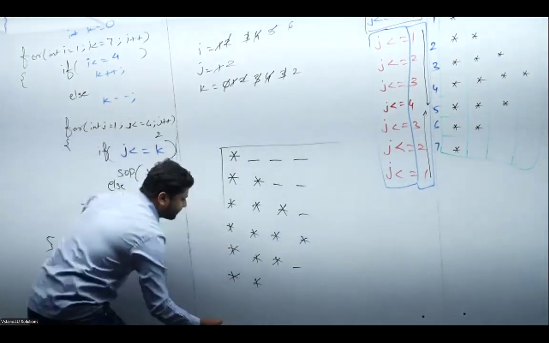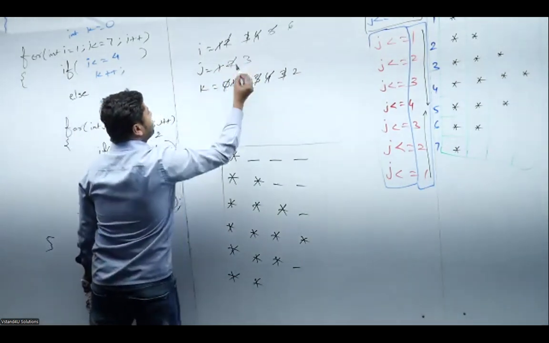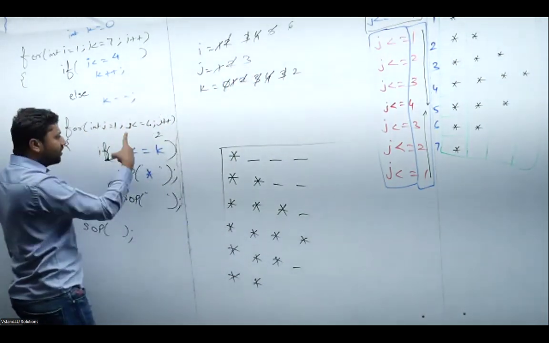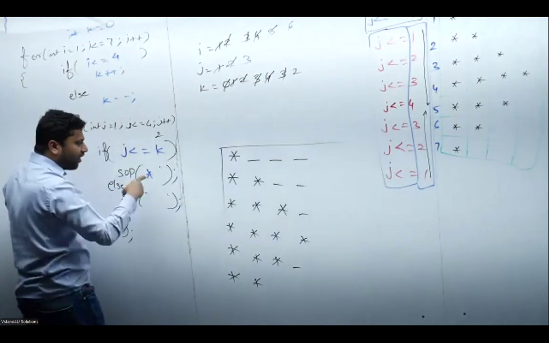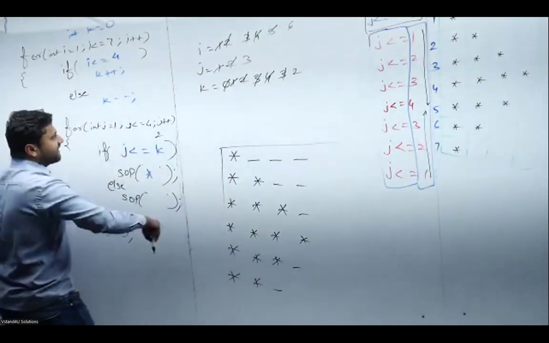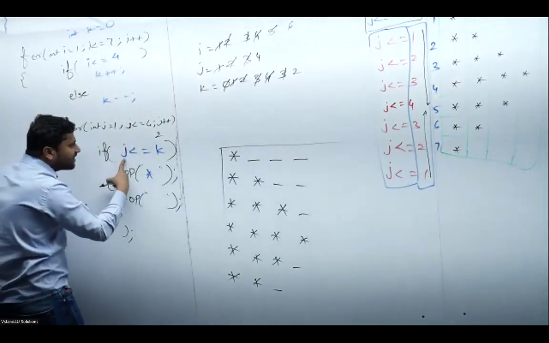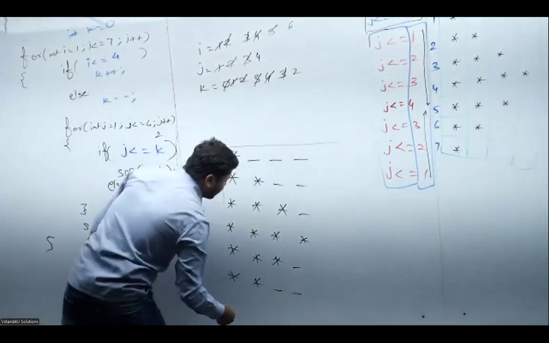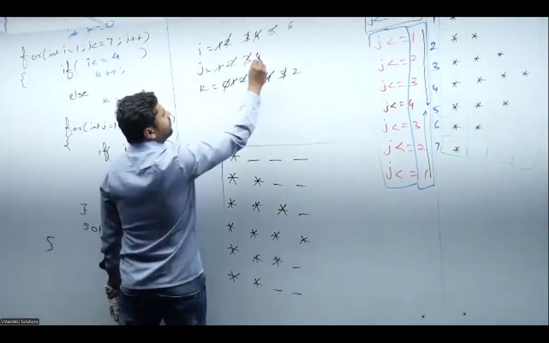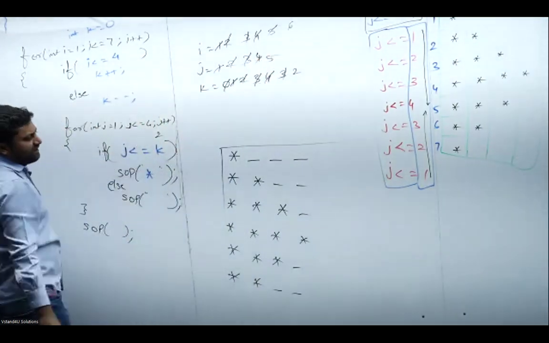Once again, j will be incremented to 3. 3 is less than or equal to 4, condition true. 3 is less than or equal to 2? False. Print... Okay sir, then j will be incremented to 4. 4 is less than or equal to 4, condition true. 4 is less than or equal to 2? Once again false. Once again j will be incremented to 5. 5 is less than or equal to 4, condition false.